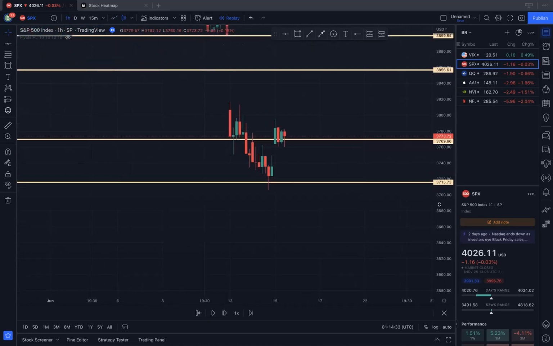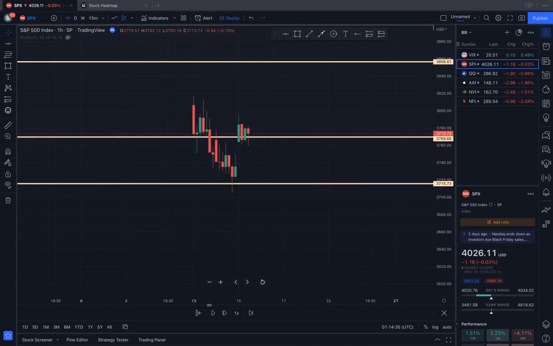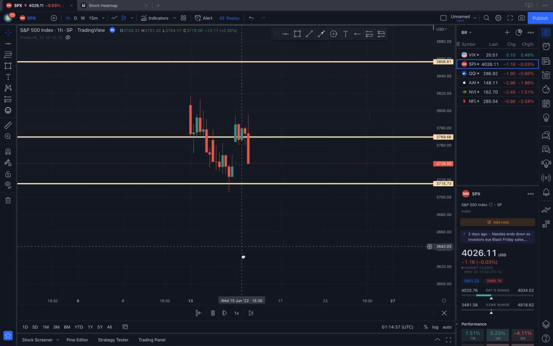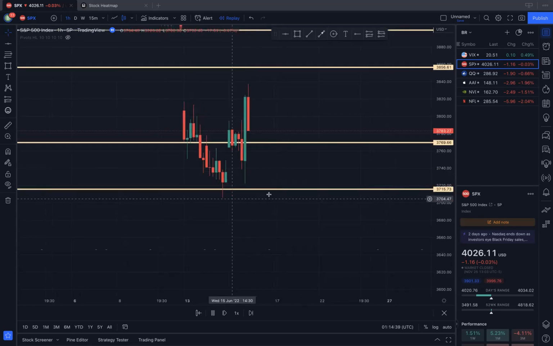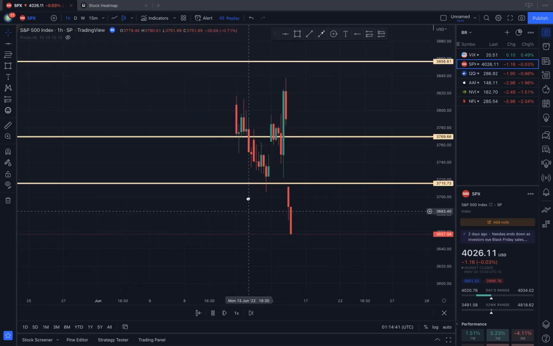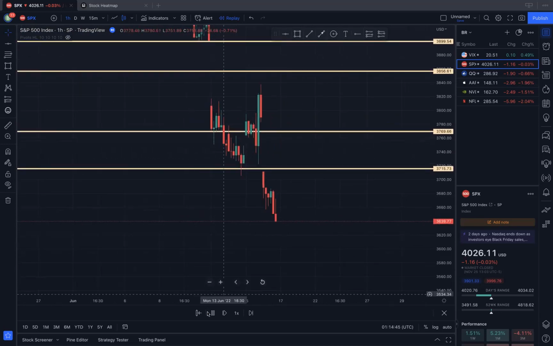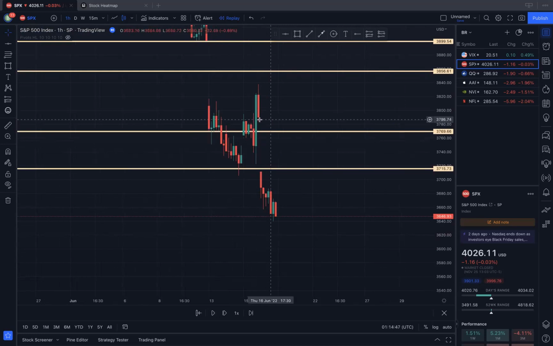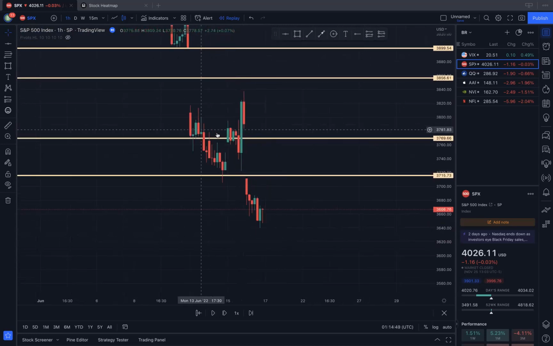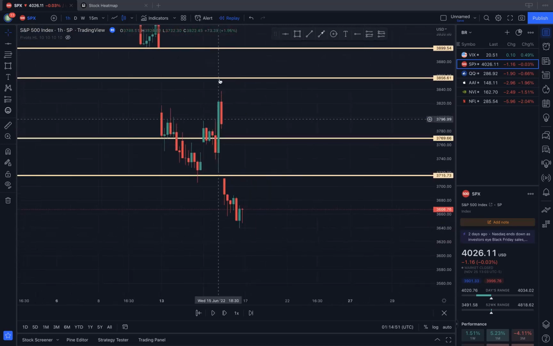So now we can take a deeper look into this. Now we're watching. I think this is when news started coming out. So we broke below this level here. And notice how it tends to react to these different levels here.